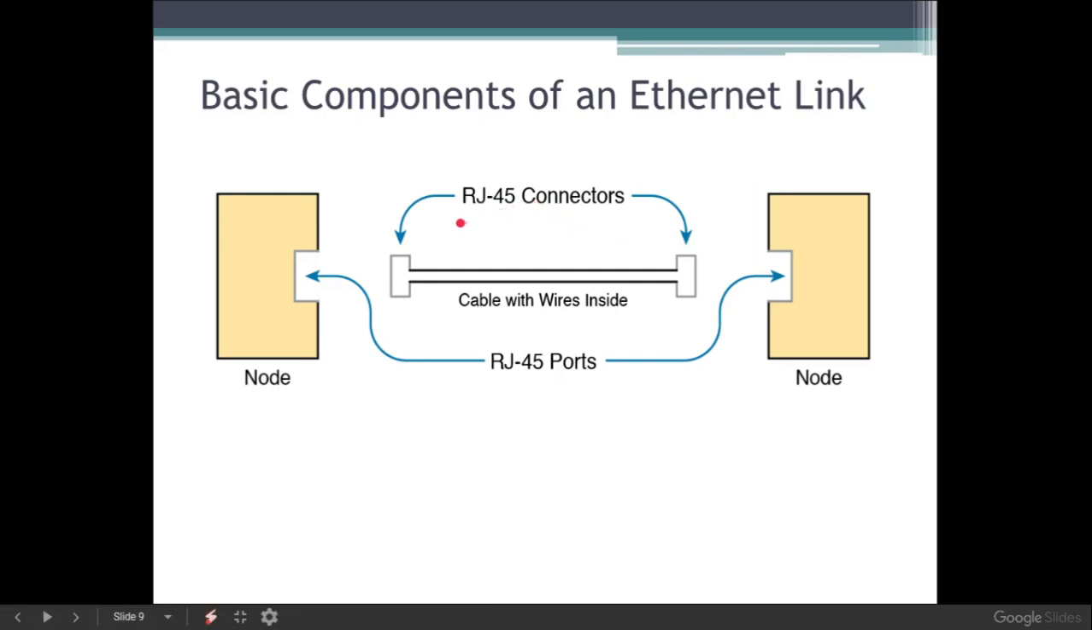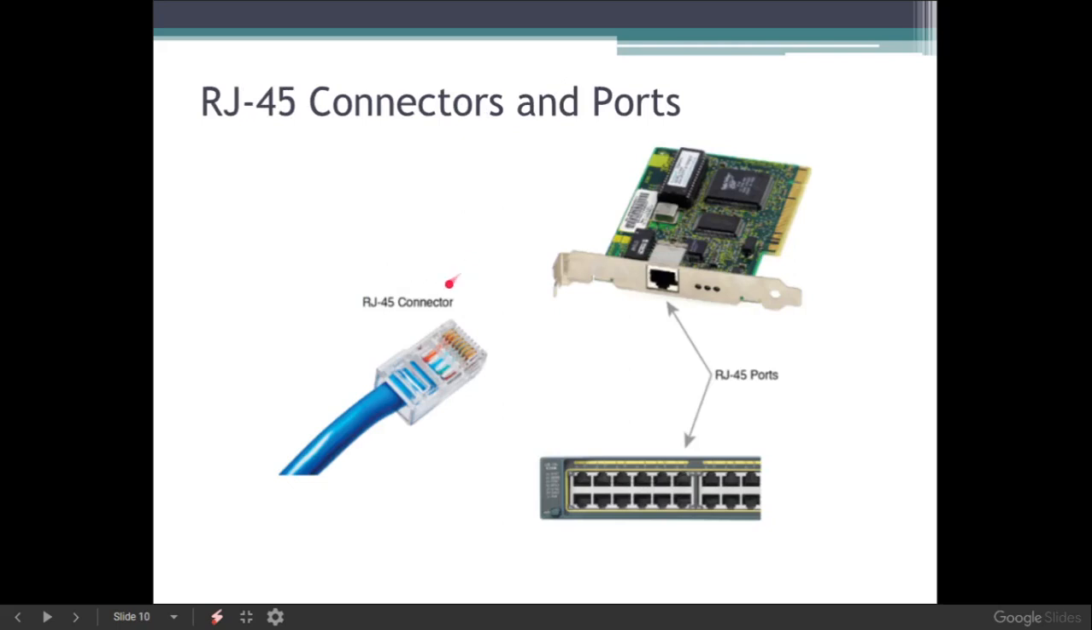Right, so here we're showing the same cable now, but this cable must have some specific connectors at the end, and in this case we're using RJ45 connectors. These connectors connect into the RJ45 ports on the device. So our computers will have an RJ45 port, and the cable will have an RJ45 connector. We're showing examples here: the connector, and the ports on the switch and in the network card inside the computer.